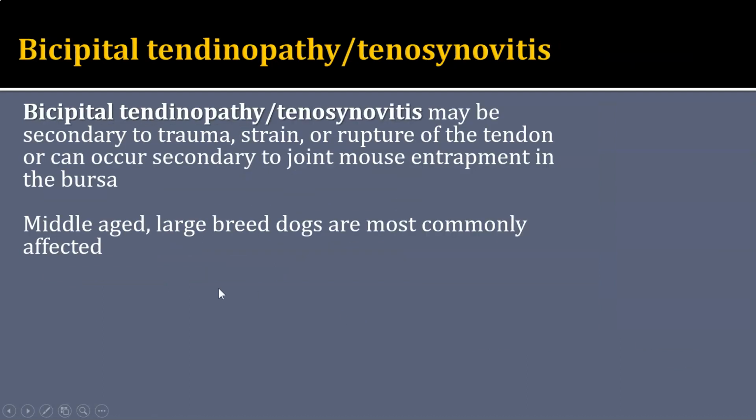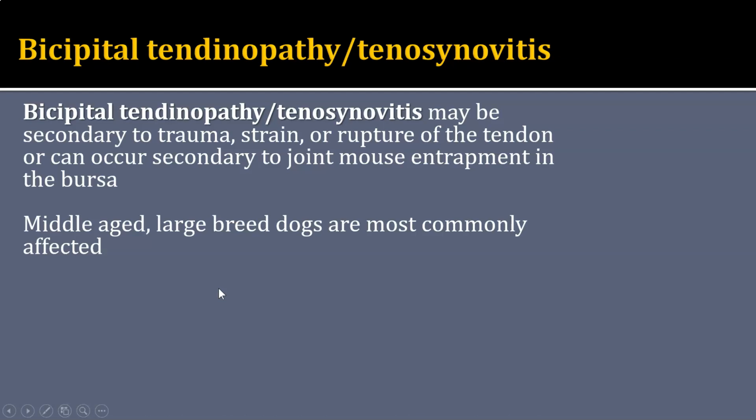Next, I wanted to talk about disease of the bicipital tendon or bicipital tendinopathy or tenosynovitis. And this can occur secondary to a traumatic event or strain of the biceps. Sometimes the tendon will actually rupture. And then the other potential is that there is an ossified body that is loose within the shoulder joint.